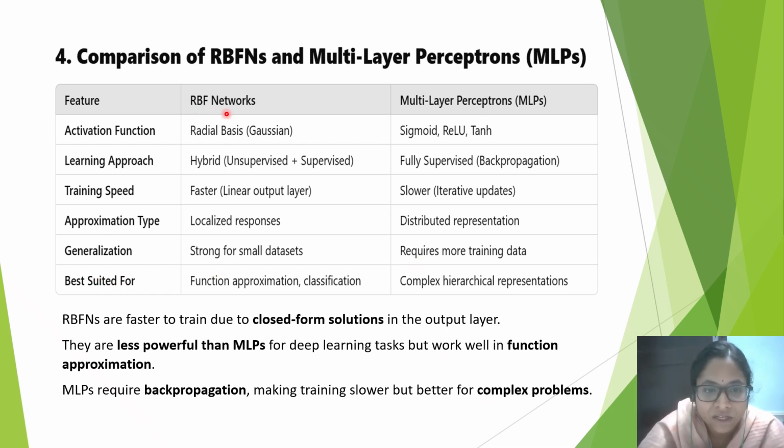The RBF network is best suited for classification and function approximation, and for complex representations we can go for multi-layer perceptrons. So the radial basis function networks are faster to train due to the closed form solutions in the output layer. They are less powerful than the multi-layer perceptron for deep learning tasks, but they work well in function approximation. The multi-layer perceptron requires backpropagation, making the training slower but better for complex problems.